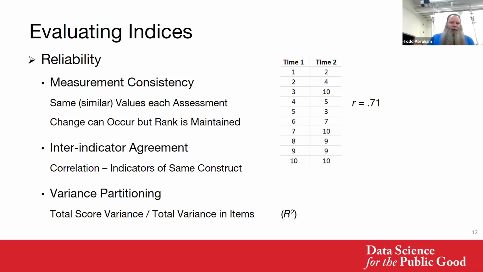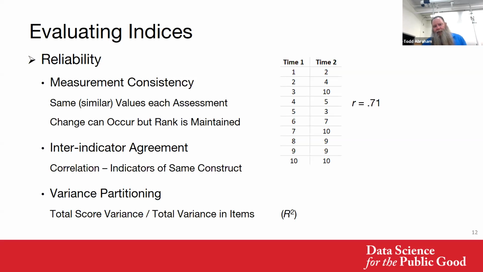Ideally, they should be highly correlated with each other to the degree that they're all supposed to be measures of the same theoretical construct. If we're measuring commuting time, those indicators of commuting time should be strongly related. If we're measuring well-being, indicators of well-being should be strongly related.